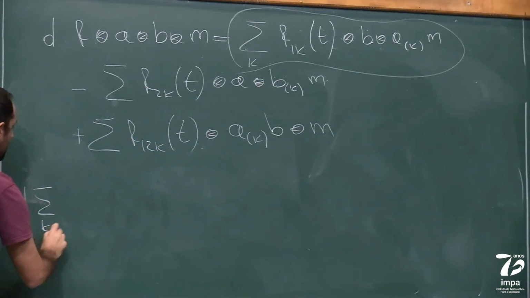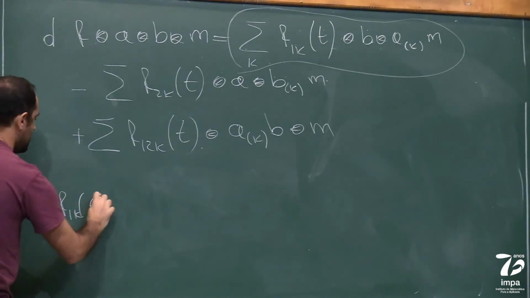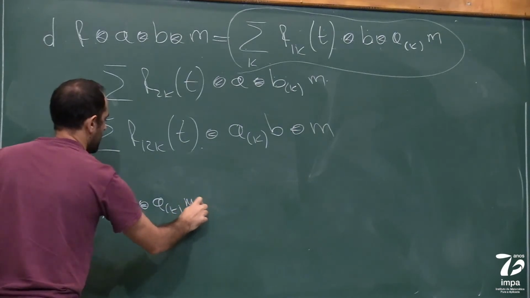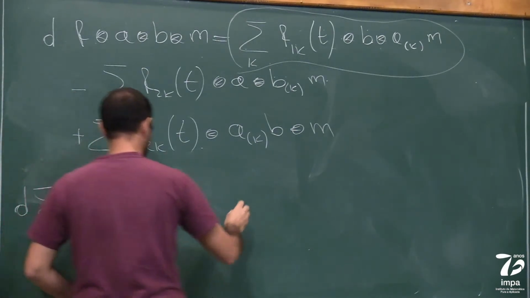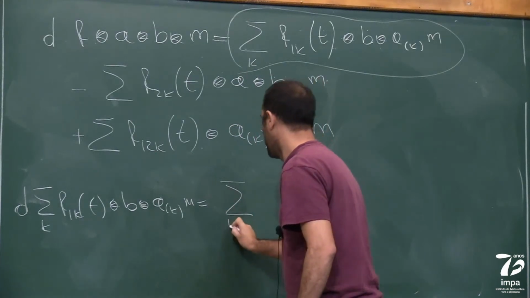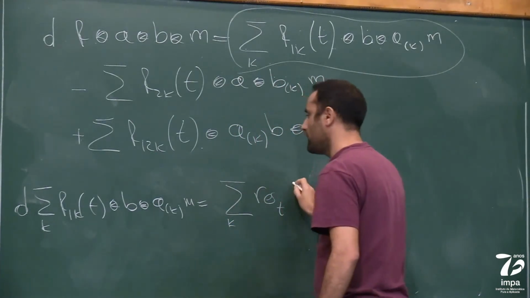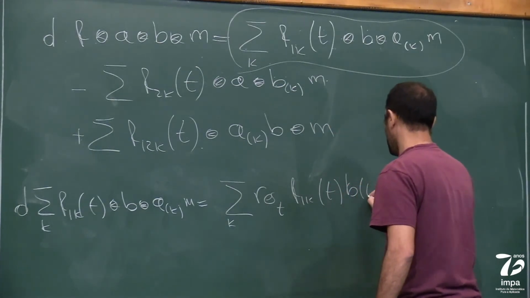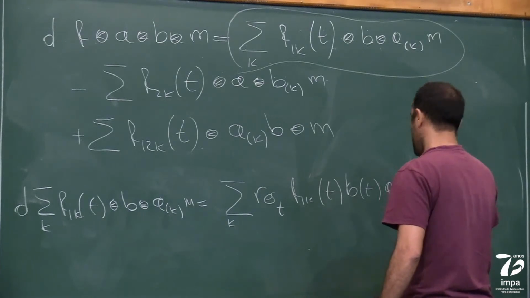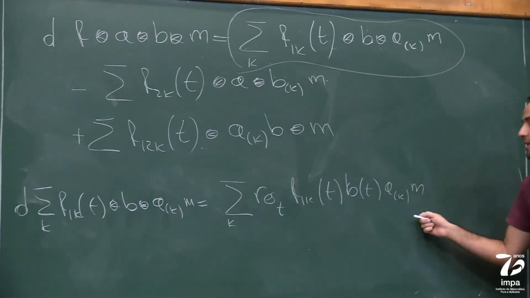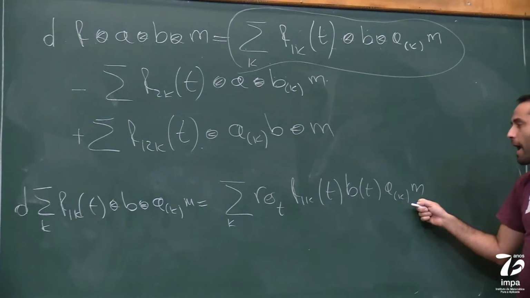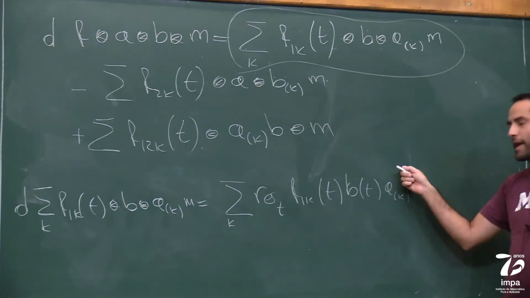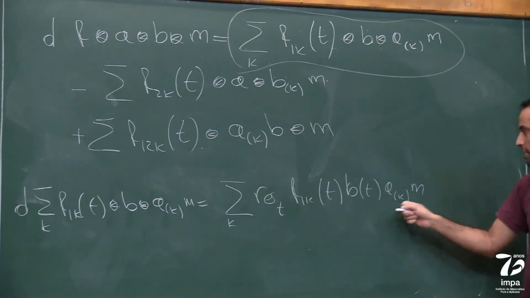D of that sum of f1k t tensor b tensor a k m. What is that guy? Well, this is the sum over k of the residue at t of f1k t b of t a k m. But this in itself was already a residue. This a k m was the residue of t2 to the k, applied to a of t2 applied to m.